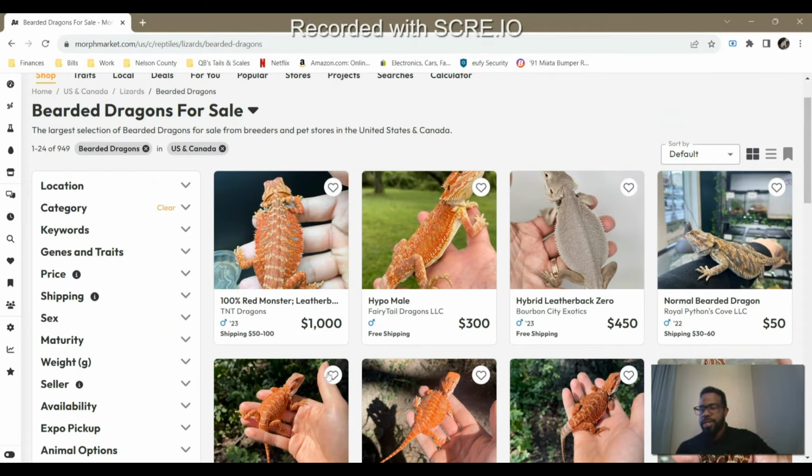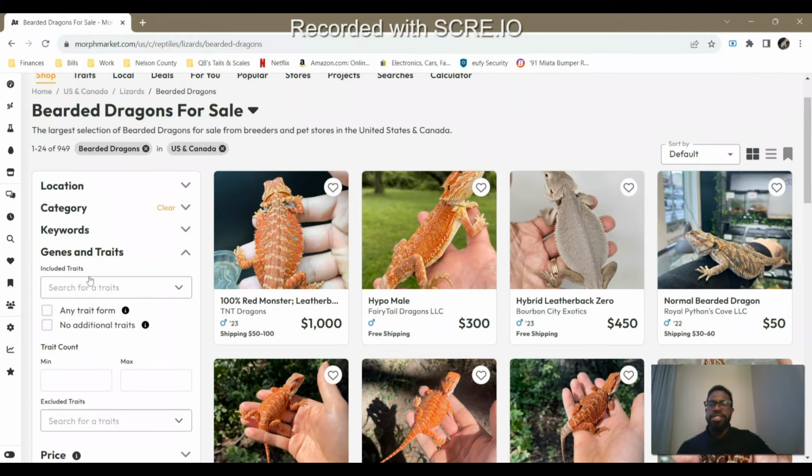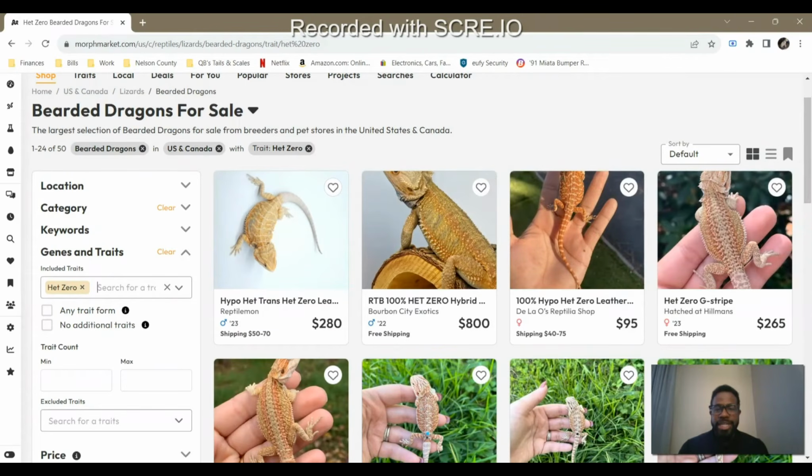So what we're going to do, we're going to go into genes and traits here. If you've never used Morphmarket, I suggest you do. Morphmarket is awesome. So we're going to go into genes and traits here, and we're going to put het zero. And everything that pops up is 100% het zero.